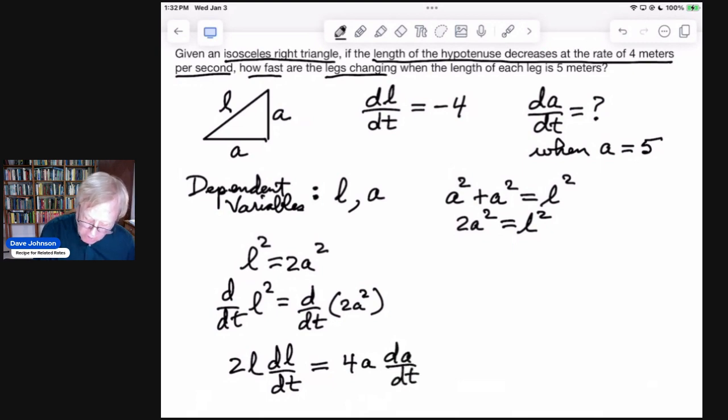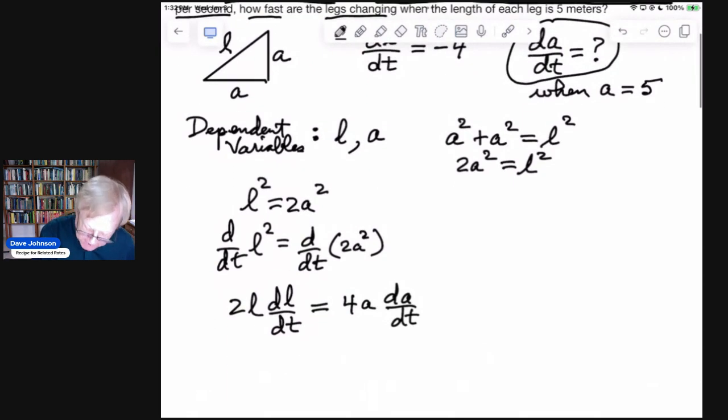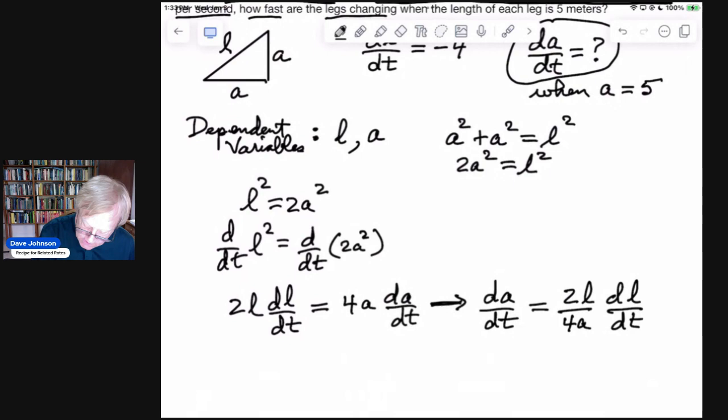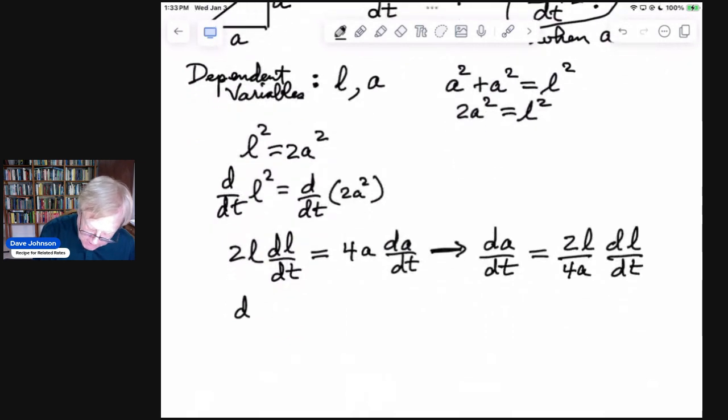Now, what are we solving for? Well, we want to know what is dA/dt. So let's go ahead and solve this equation for dA/dt. So I'm going to write dA/dt on the left side equals, divide both sides by 4a, so you get 2L over 4a times dL/dt. And we can simplify that. So dA/dt is equal to L over 2A times dL/dt.